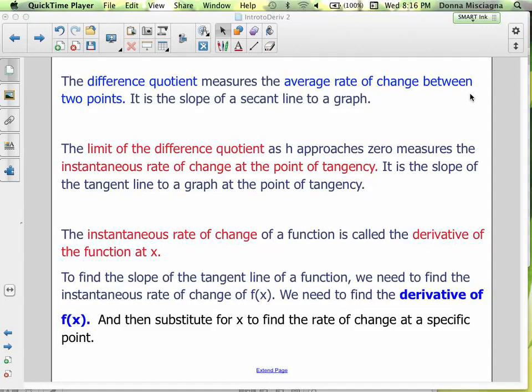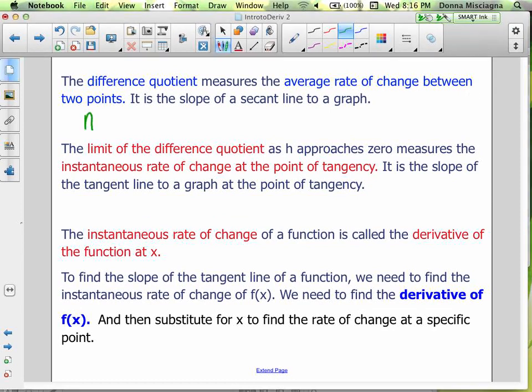In this podcast, we're going to be looking at instantaneous rate of change, but I thought we would start with a comparison of average rate of change and instantaneous rate of change. So average rate of change is the difference quotient, and it measures the average rate of change between 2 points. It's the slope of a secant line to a graph.